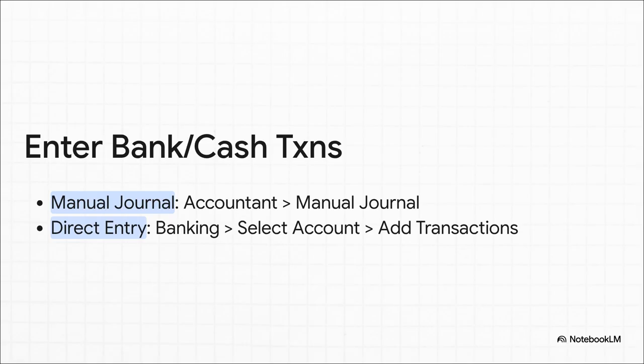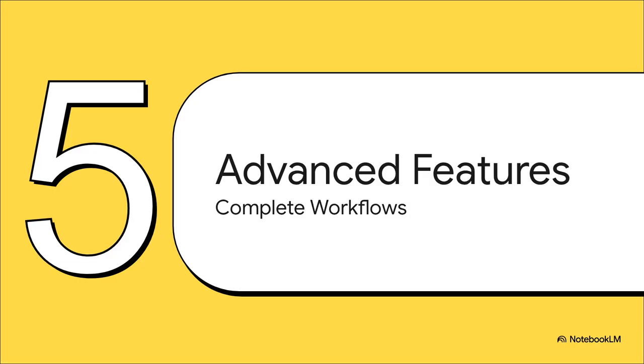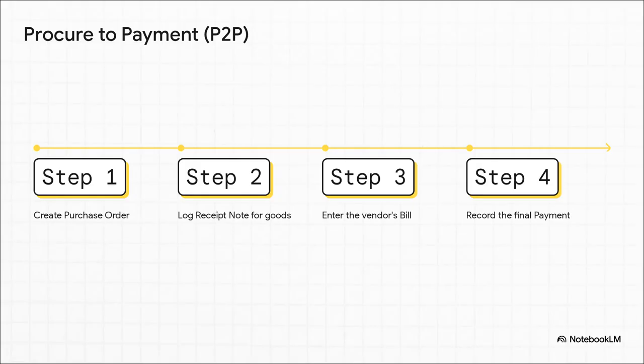Both work great. Once you get these basics down, you'll start to see that Zoho isn't just a bunch of separate functions. It connects everything into these really powerful workflows, especially when you bring in Zoho Inventory for the more complex stuff. This right here is the P2P, or procure to payment flow. It gives you a super clear 4-stage process to track everything you buy, from the second you create a purchase order all the way through to making that final payment. The visibility you get is just incredible.